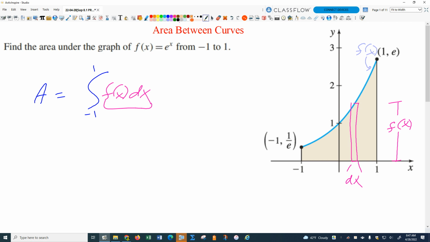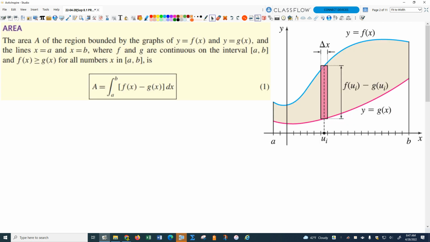No big deal, nothing profound there. But that sets us up to add up areas between curves. And this is no big deal. You guys have done a bunch of problems like this already. This is really not a big deal.